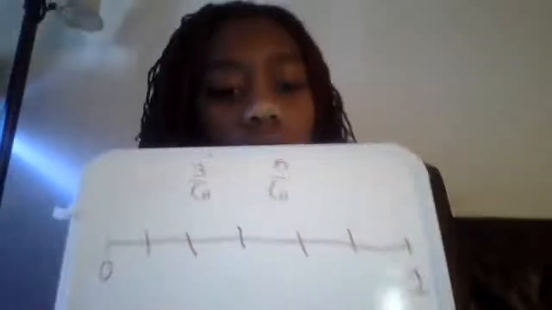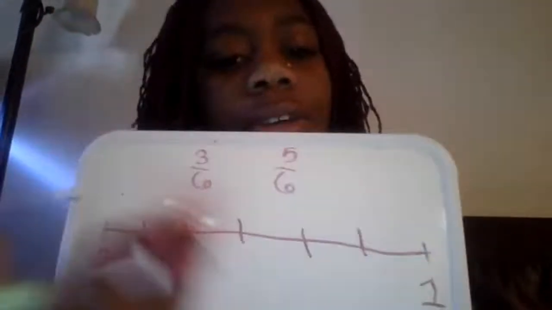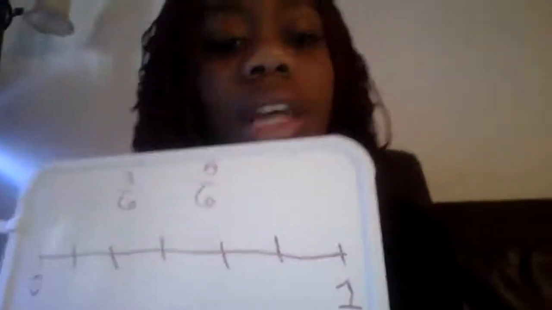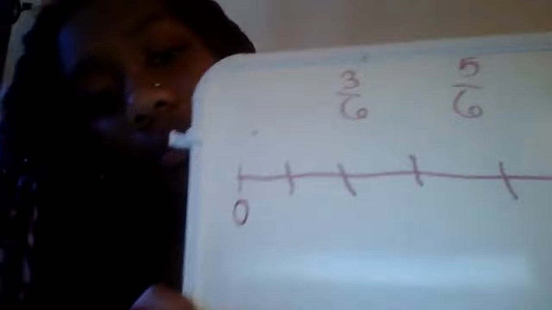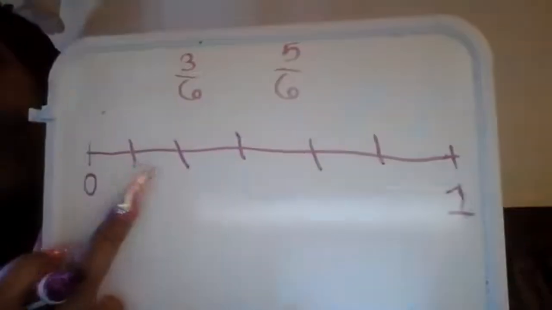Okay. So let's say they ask you, which one is larger? 3/6 or 5/6? Now, sometimes you can just use your eyes and you can figure it out by looking at it. But they may ask you, even though you can see it, to put it on a number line. And this is how you would do it.